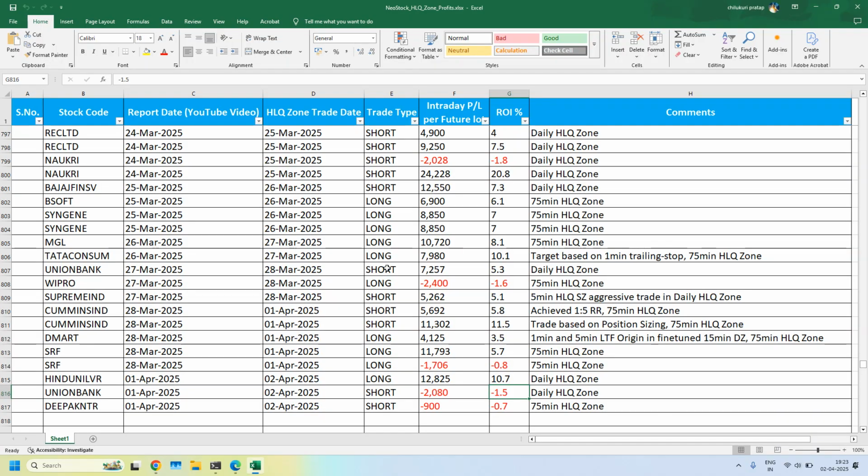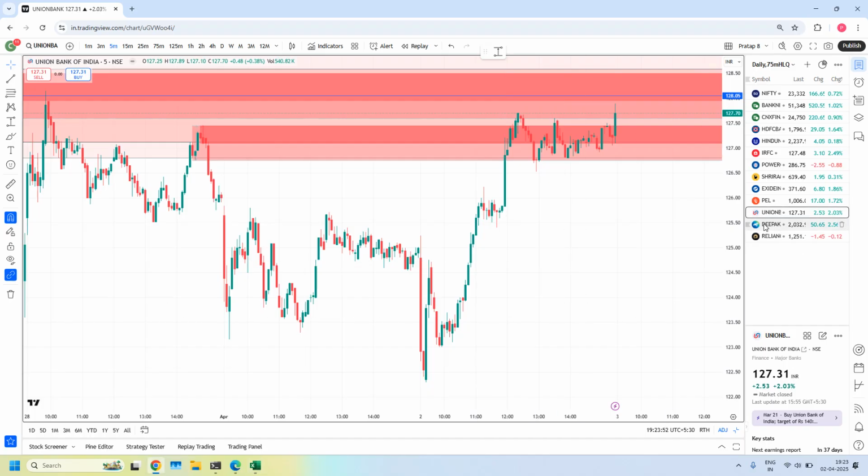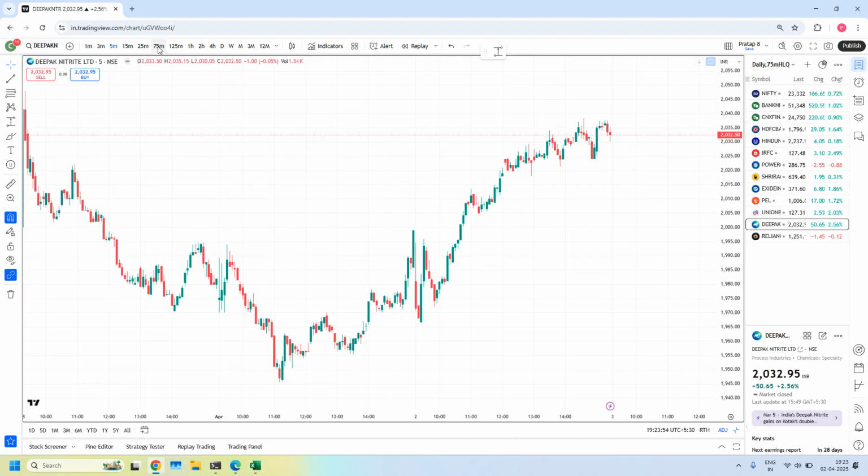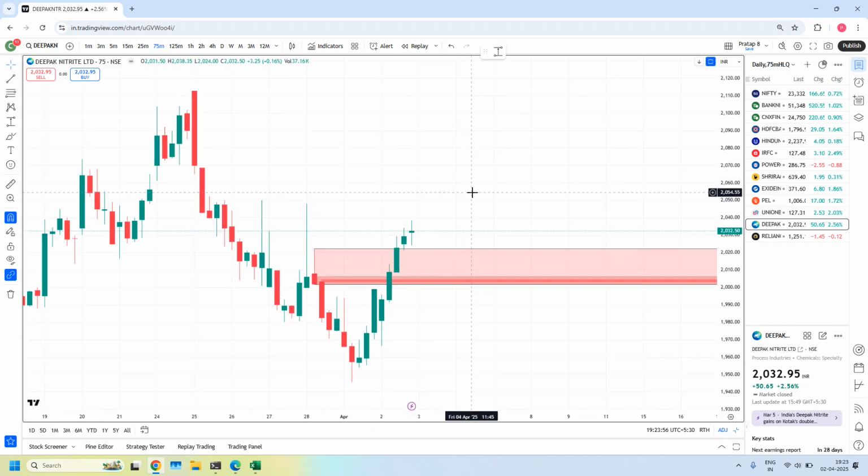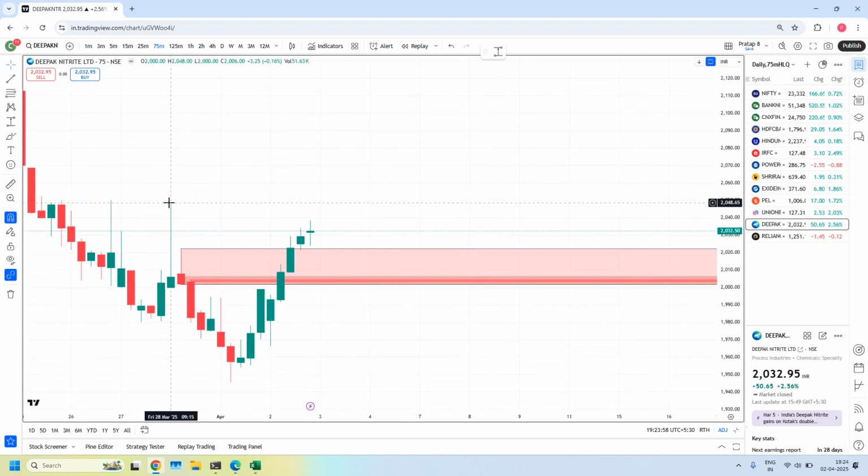What is the next one stopped out? Deepak Nitrate. This is a 75-minute high liquidity supply zone. This is what the software identified. This is a failed ERC drop, base drop.